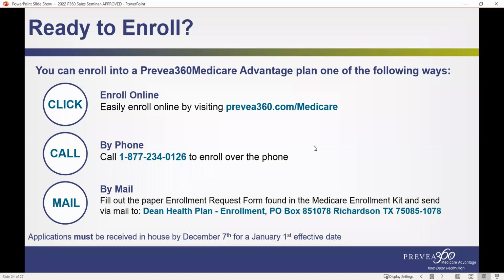Now, if you mail in the application, I always recommend that you call prior to December 7th just to make sure that the application was received, because it doesn't matter when you send it. If it is not received in-house by December 7th, it is not a valid application. So if you do mail it in, I always recommend calling to check to make sure it was received, because if it wasn't, we can just do an application over the phone for you.